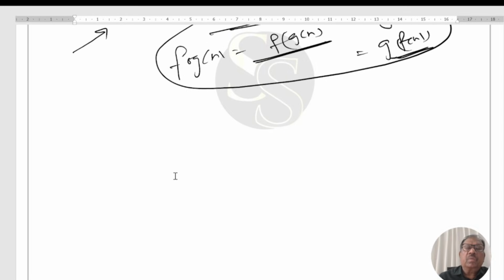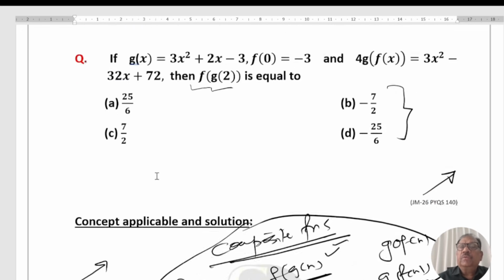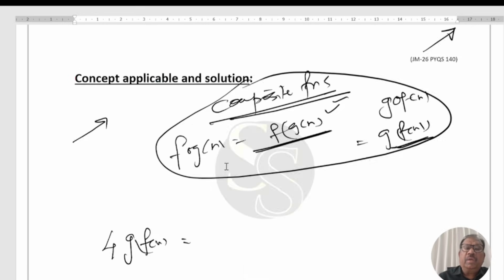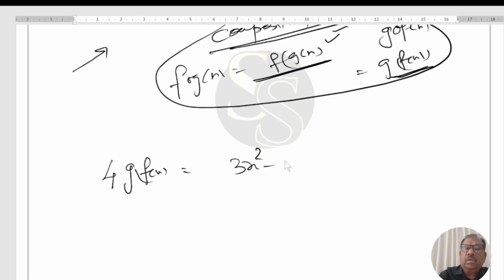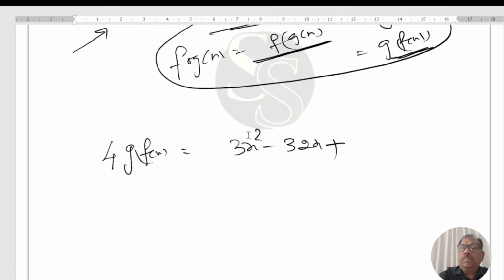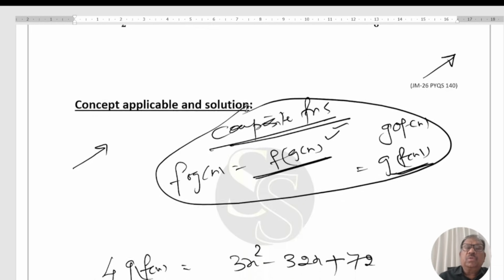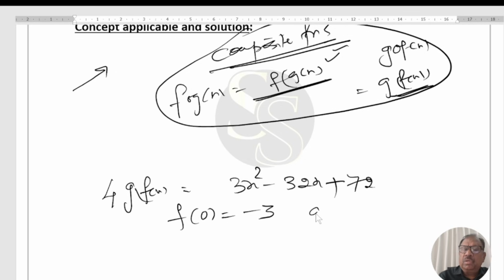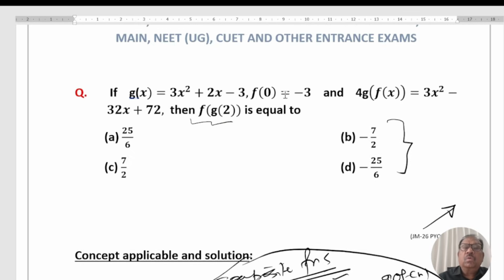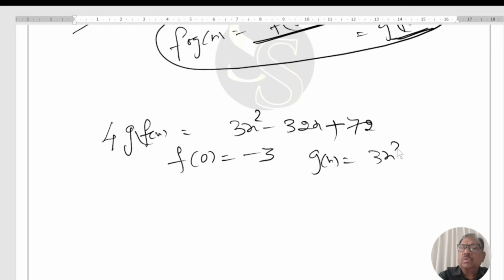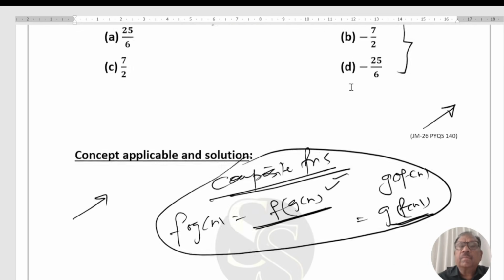Now, according to the question, g(f(x)) is given equal to 4g of (3x square minus 32x plus 72)... f(0) equal to minus 3, and g(x) equal to 3x square plus 2x minus 3.